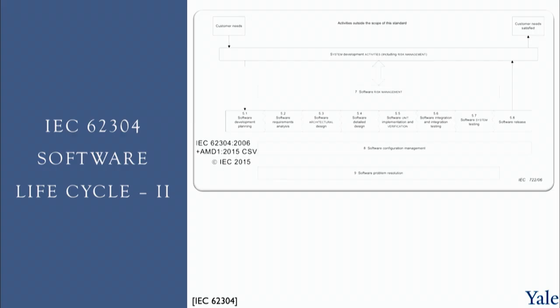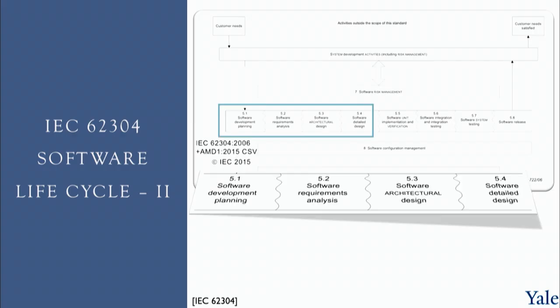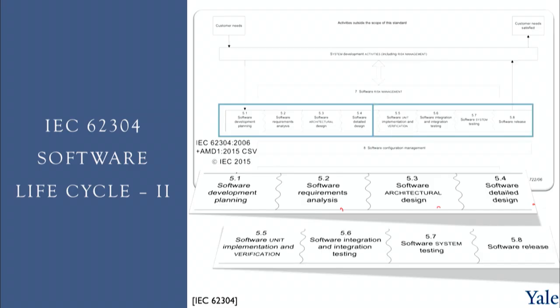So if we zoom in a little bit into this document here, into this flowchart, there is this long row here in the middle, which is the subdivision of section 5 of the standard. And this tells you the steps. So we have development planning, requirements analysis, architectural design, optionally a detailed design for classes B and C. And then the second half, software unit implementation verification, software integration testing, software system testing, and software release. So these are the steps involved in this process.